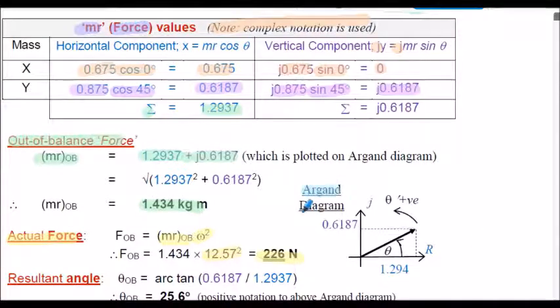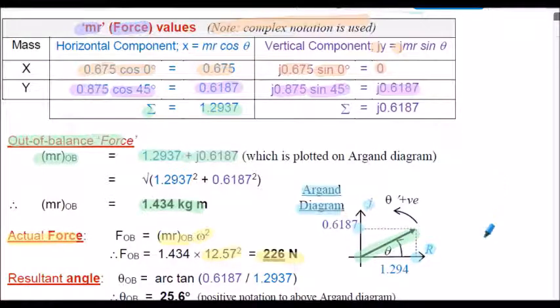This is the Argand diagram. It's just an XY diagram, really. It's just that the real numbers are on the horizontal and the imaginary numbers, the J numbers, on the vertical, that's all. So all I've plotted here is 1.294 on the horizontal. On the vertical, I've got my 0.6187 from my tables above, and I've worked out the resultant force with this calculation here. That's the resultant out of balance force, okay? I know it in terms of MR, it's 1.434 kilogram meters. I know it in terms of the actual force, it's 226 newtons.